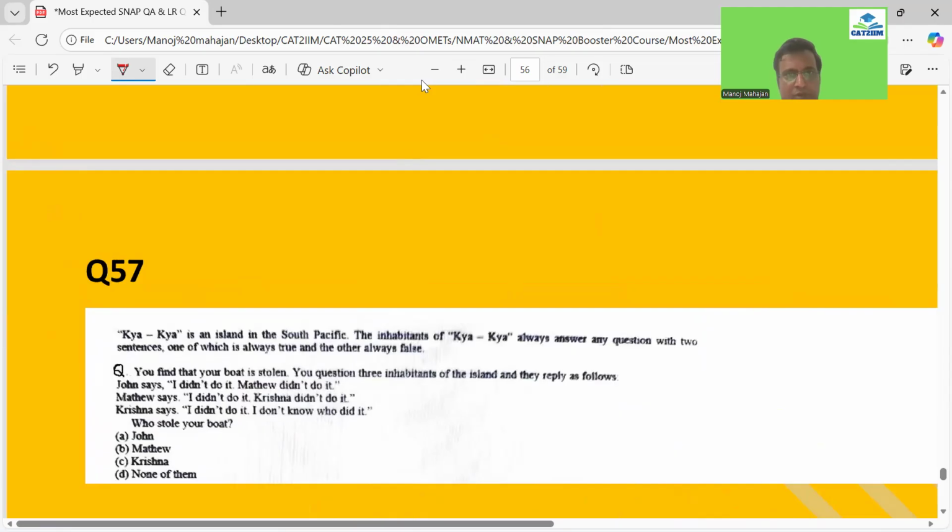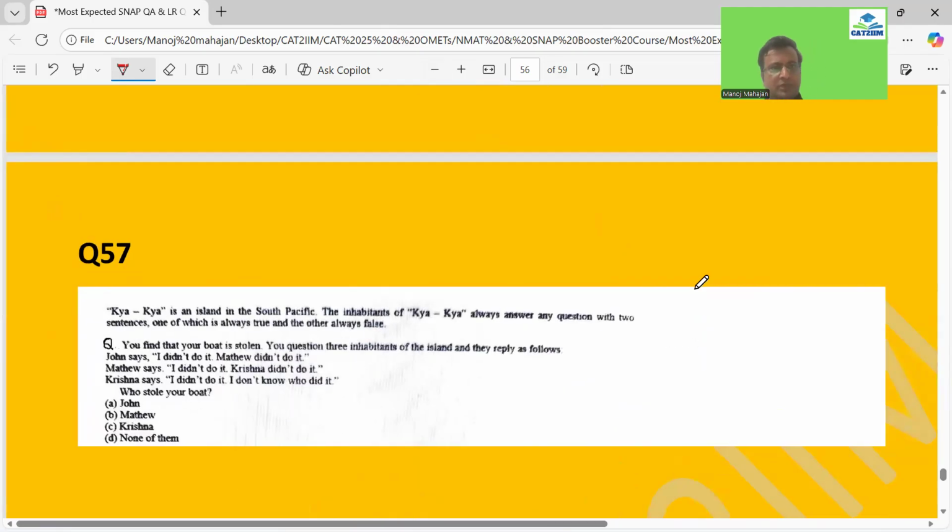Okay, a truth and false kind of problem, which you can also expect in the SNAP. They're saying everyone is saying two sentences, and one of them is true and the other is false, right? So again, you have to do it with an assumption. Again, you can start with the backward approach over here. So let's say if I pick up Krishna. So Krishna is saying, I did not do it. I don't know who did it, right?